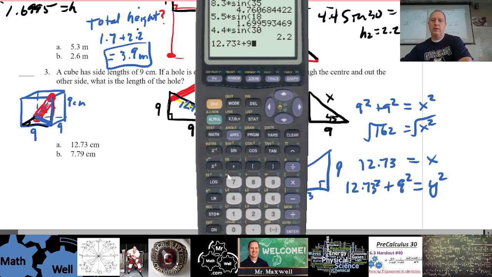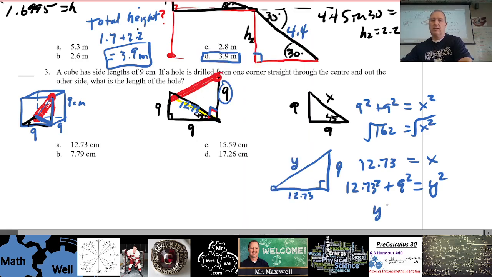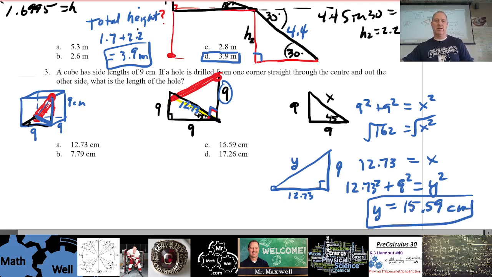Plus 9 squared is 81. Oh, let's do that. So 243 and then square root that. Square root that answer is 15.59, 15.6. Okay, so now do you see 15.59 centimeters on there? Look at that.